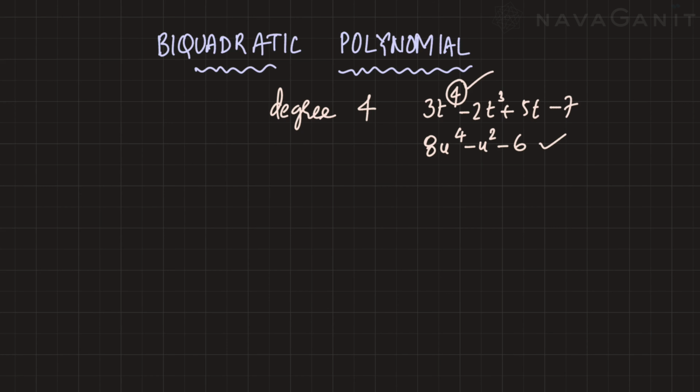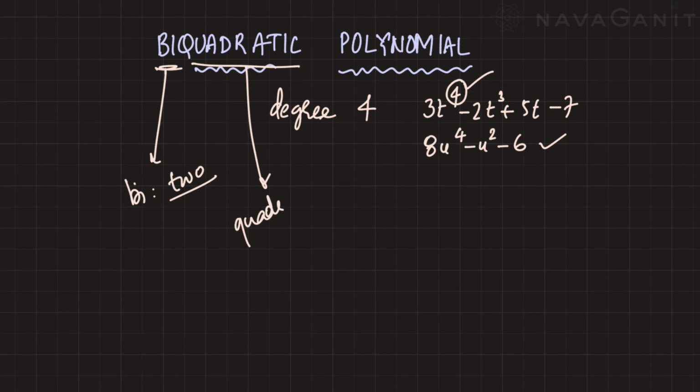The term biquadratic comes from Latin. Bi usually means 2 in Latin, and quadratic means squared. So basically it is a polynomial of degree 4, which is essentially a square of a square. So it is a biquadratic polynomial.